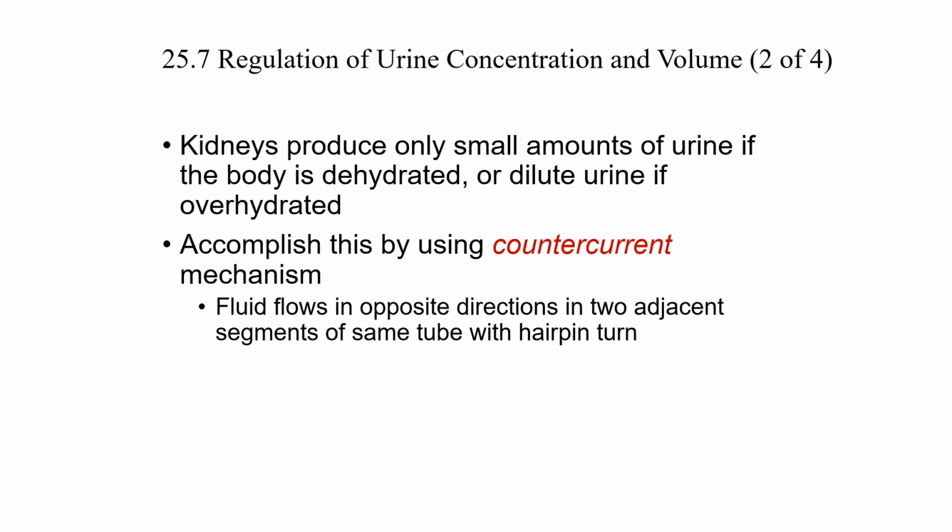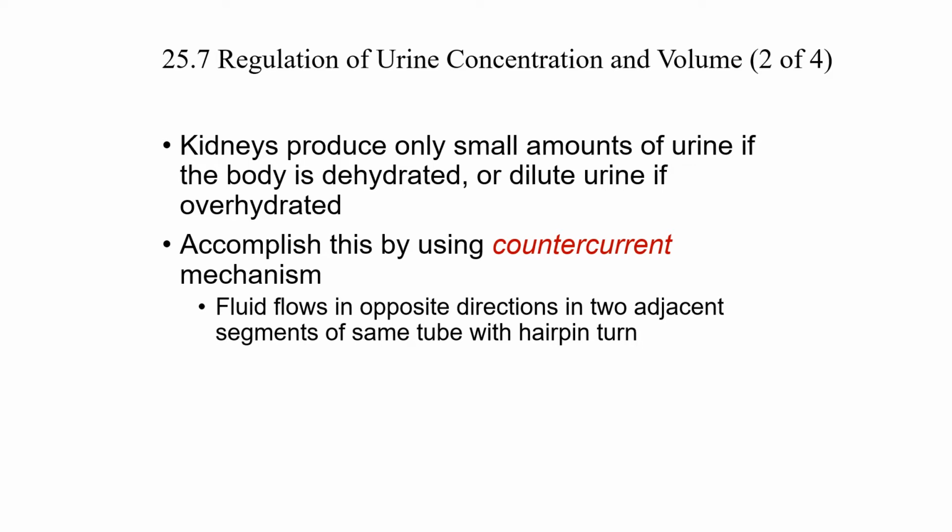So it depends on how much fluid you've had to drink, whether or not you get a small amount of urine or a large amount of urine. If you have small concentrated urine, then your body is probably dehydrated. Or if you have a large amount of urine and it's very dilute, then you're probably overhydrated. Very rarely do we see overhydration. How does this happen? How does the body know whether to concentrate urine or dilute it?